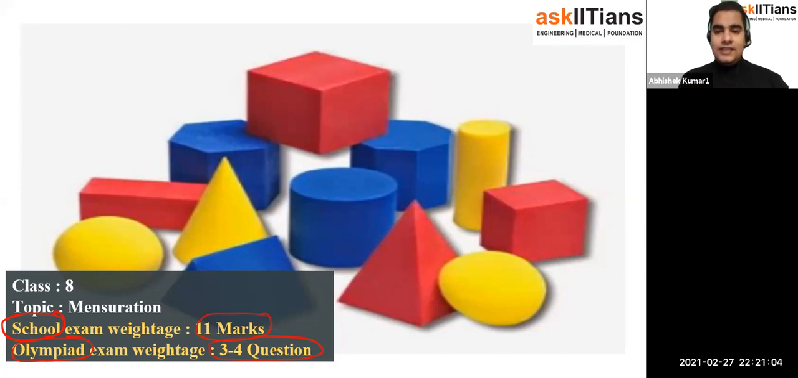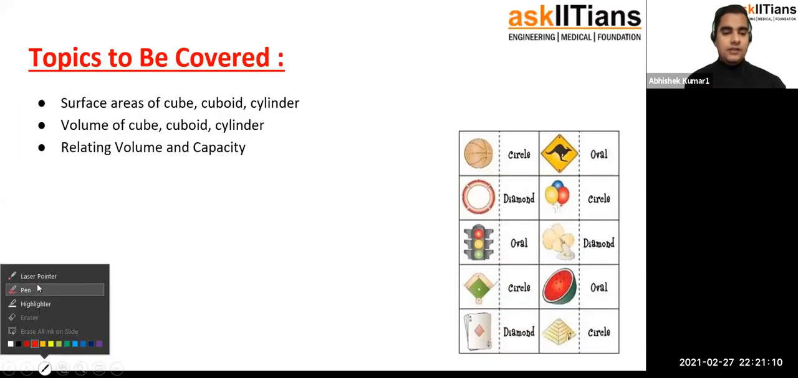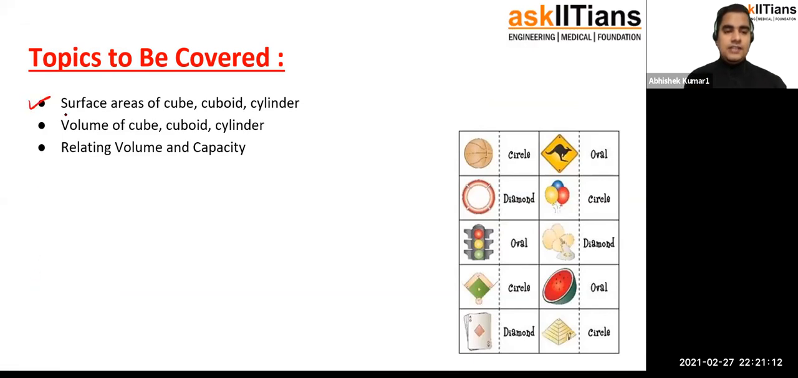Now let us see which topics we are going to cover. These are the 3 topics planned for today's session. The first is what is surface area. Then we will discuss the surface area of cube, cuboid, and cylinder, like what is the formula we have for all 3. We are going to discuss the application of that formula as well.